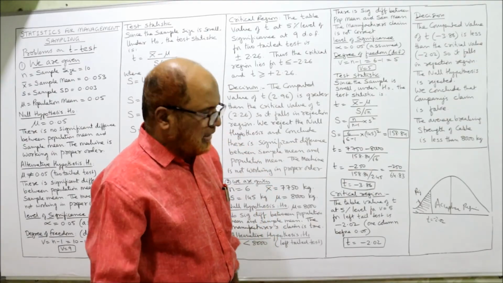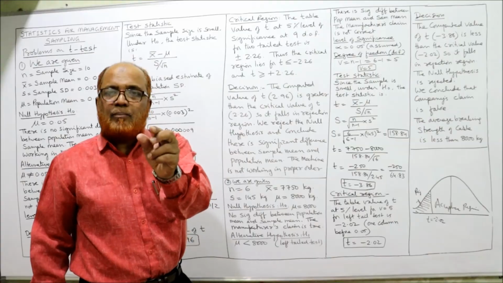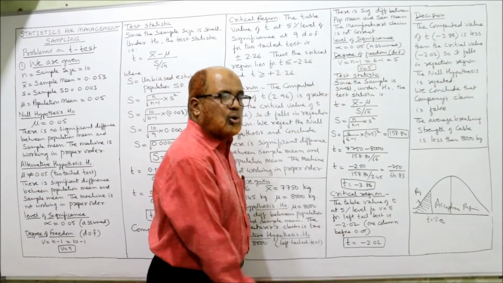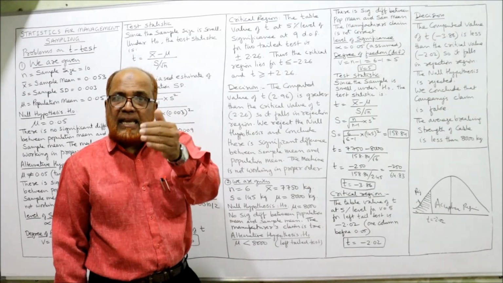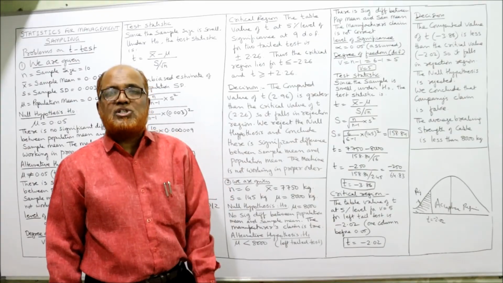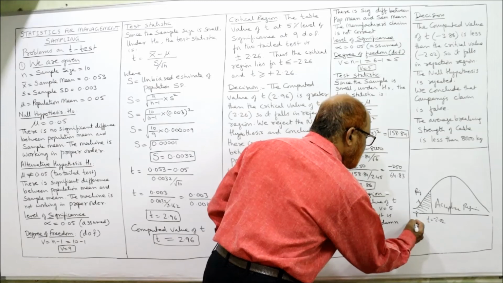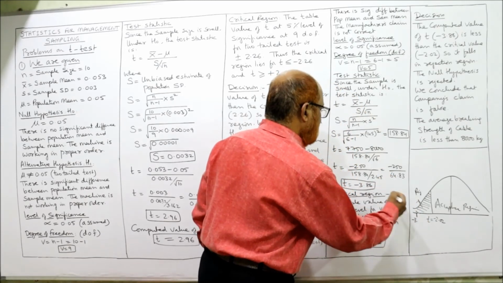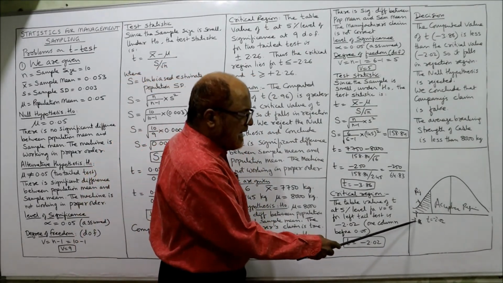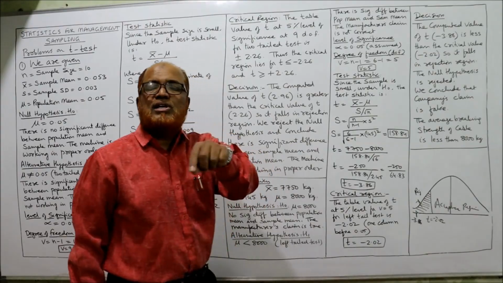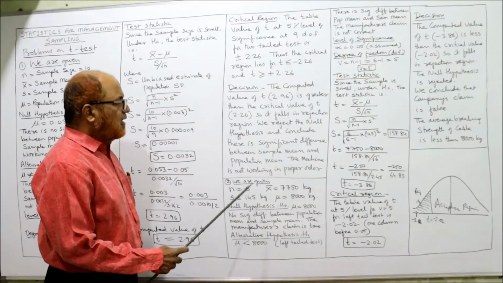Now the computed value of T. What is the computed value of T here? Minus 3.86. Minus 3.86 is less than minus 2.02. Again I repeat, minus 3.86 is less than minus 2.02, so it falls in the rejection region. So we reject the null hypothesis.